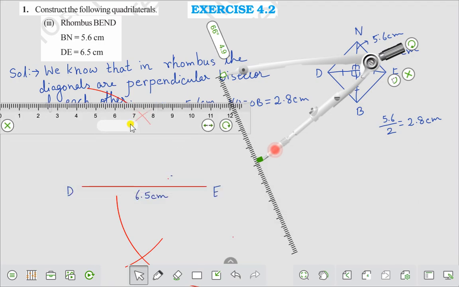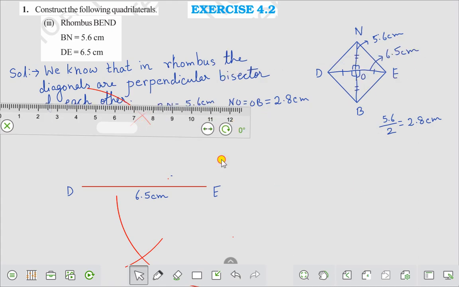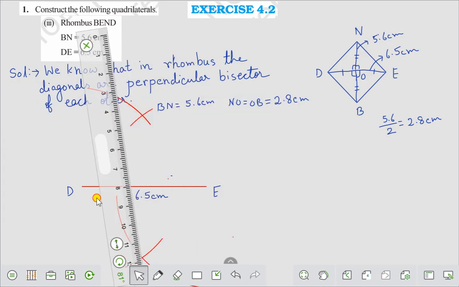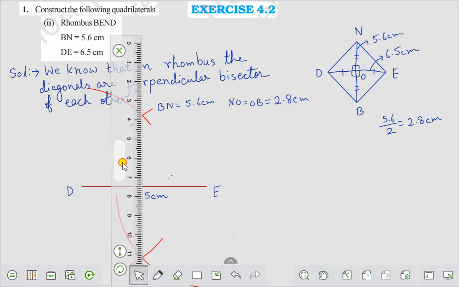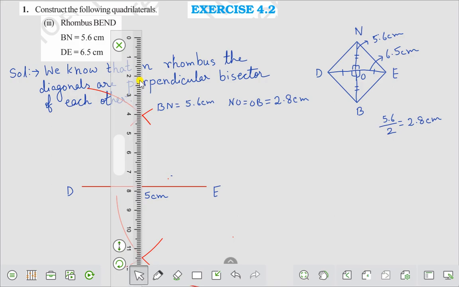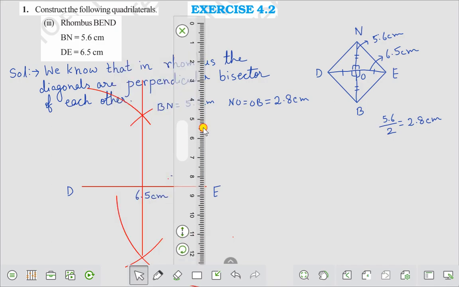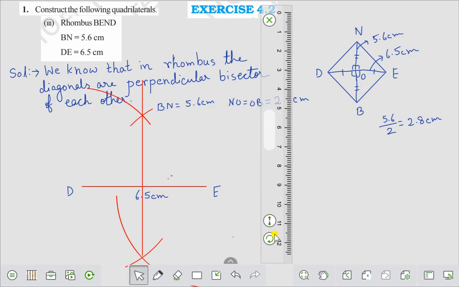With the help of this ruler, join this line, and we will get the line as the perpendicular bisector of DE. Right? Now, this is the perpendicular bisector of DE. Now, this point is O. You see? This point is O.